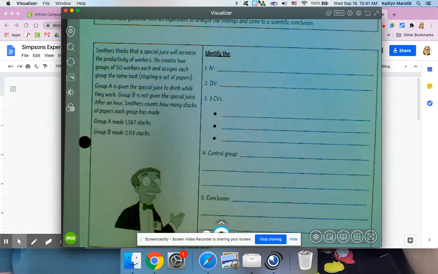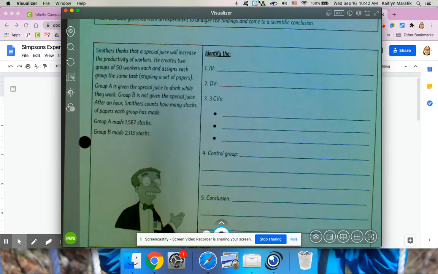So we need to get to what is our independent variable. Remember, our independent variable is the one thing that I change, or in this case, it's the one thing that Smithers has changed.